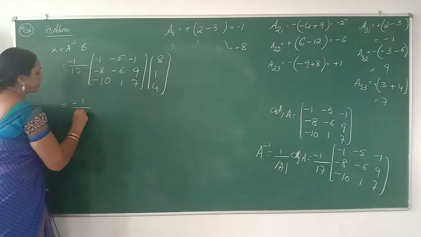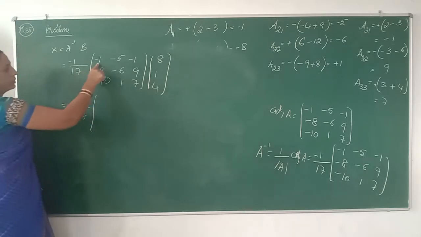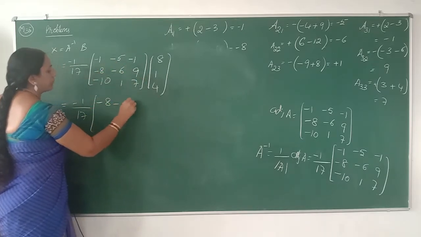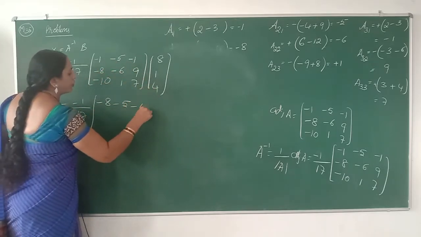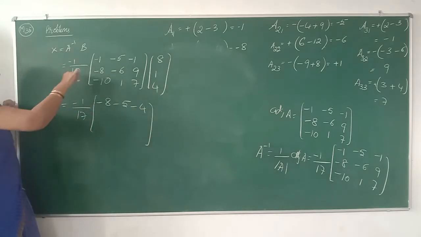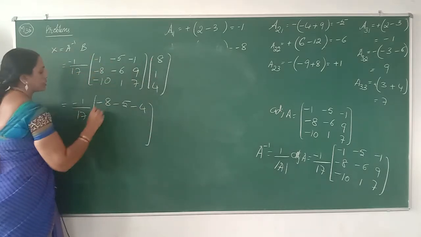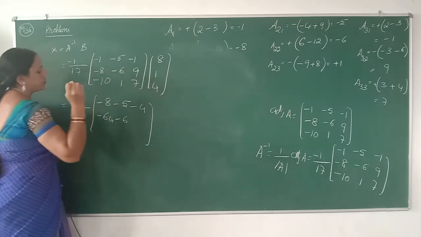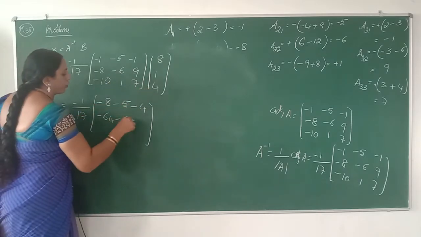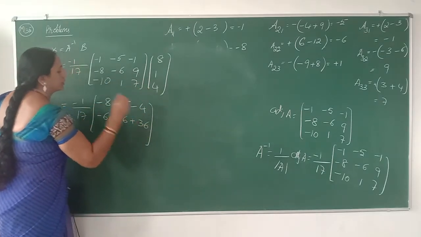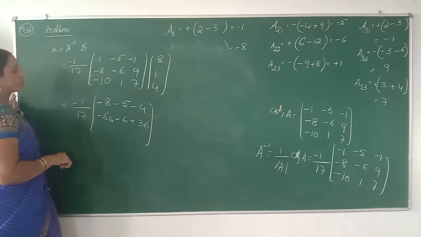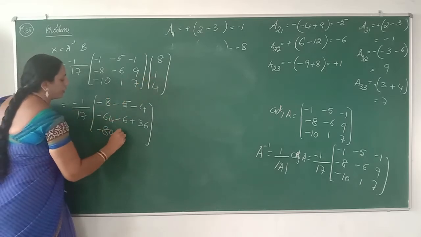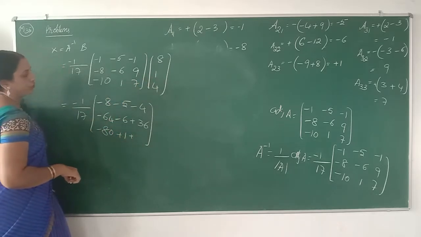Minus 1 divided by 17 of first row, first column: minus 1 into 8 is minus 8, minus 5 into 1 is minus 5, minus 1 into 4 is minus 4. Again, second row, first column: minus 8 into 8 is minus 64, minus 6 into 1 is minus 6, plus 9 into 4. Then third row, first column: minus 10 into 8 is minus 80, plus 1 into 1 is 1, plus 7 into 4.